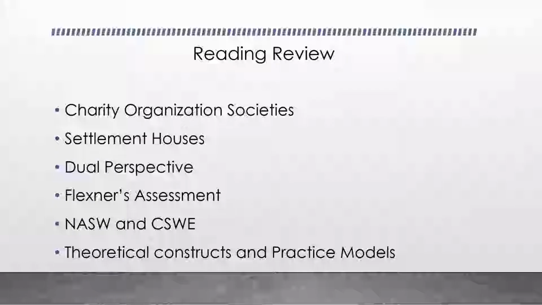Okay, these are some of the key terms and ideas that you should be familiar with from Chapter 2. This includes charity organization societies, settlement houses, the dual perspective, Flexner's assessment, NASW and CSWE, and what we mean by theoretical constructs and practice models. Now, some of this we're going to go over in more detail in this class session, but if you're not familiar with these terms at the end of this class session, make sure you go back and read these key things again and maybe watch this presentation again.